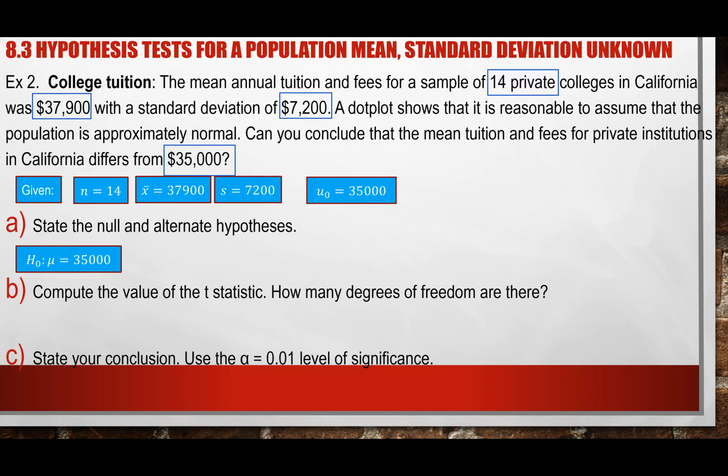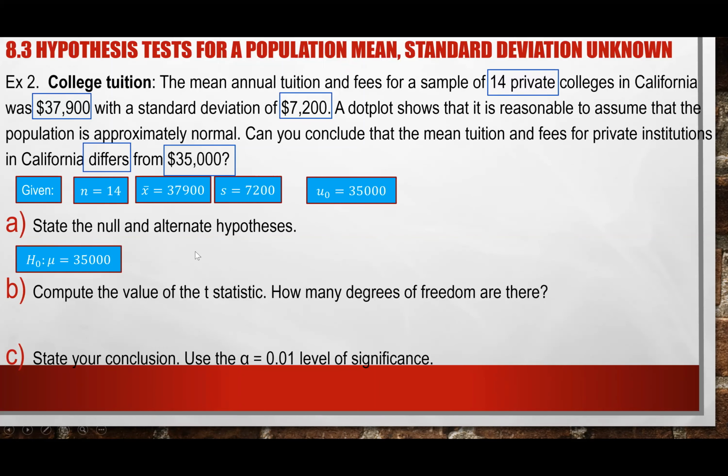The null hypothesis is the dummy hypothesis where they can only hold the equal sign, which in this case, H sub 0 is mu equal to 35,000. And now what do they ask me to do? They ask me to verify or conclude that it is different. They are not asked to compute if it's less than or greater than. They just want to know if the price is different from the 35,000.